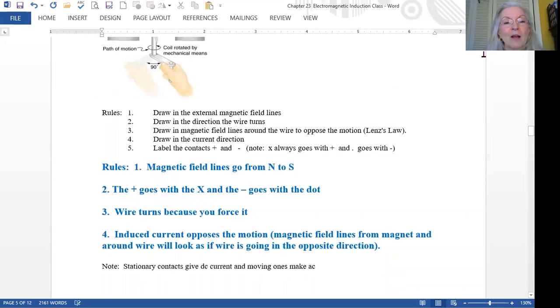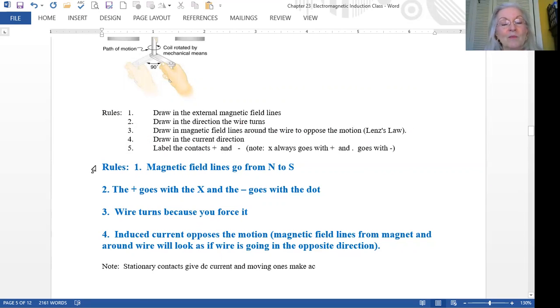So our rules will be, we're going to draw in the external magnetic field lines. We're going to draw in the direction the wire turns, because those will be 2 things we'll know. Then we'll draw in magnetic field lines around the wire to oppose the motion. This is because of Lenz's law. And then we'll draw in the current based on those field lines around the wire. And then we'll label the contacts plus or minus based on the direction of the current.